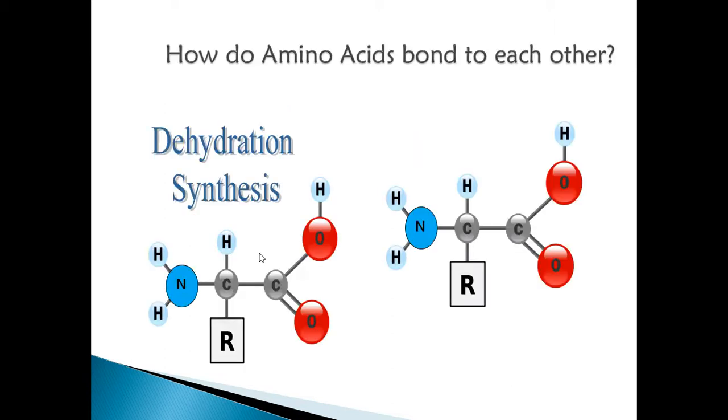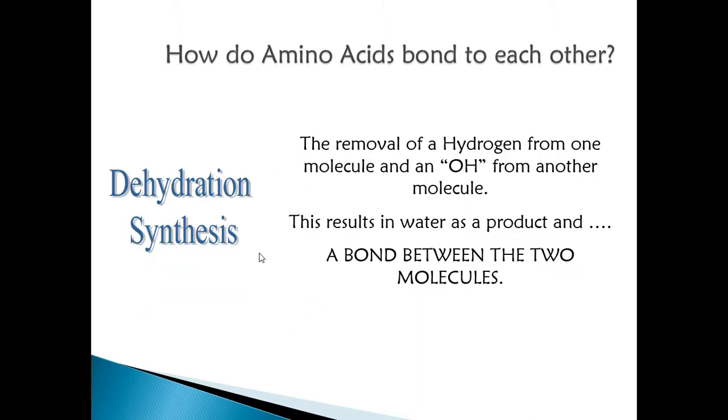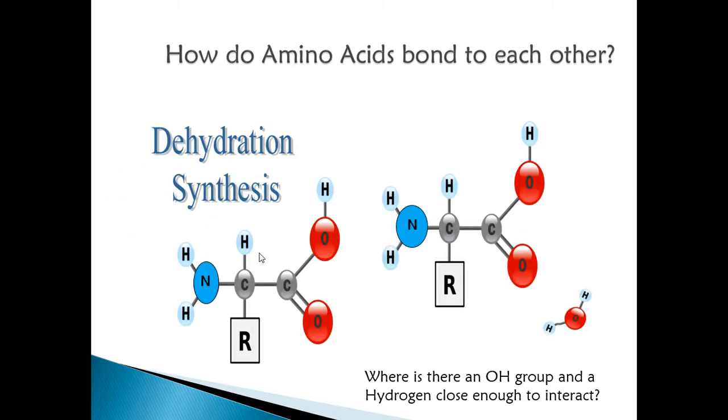Okay. How do they bond to each other? Amino acids, how do they bond? Well, they form a peptide bond, and we know it's through dehydration synthesis. So what we do is we remove an OH from one molecule and a hydrogen from another, and this results in water as a product. And so we get this bond between the two molecules.